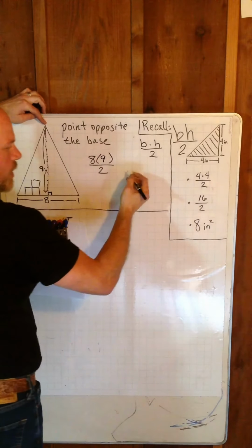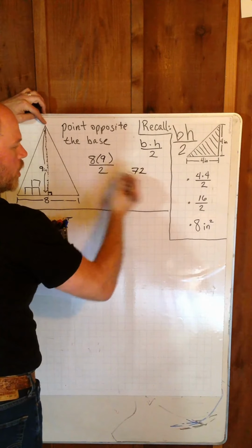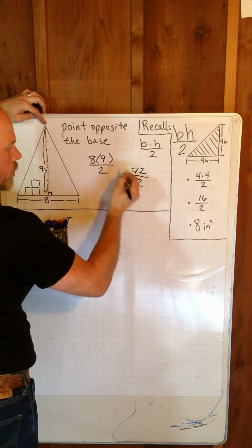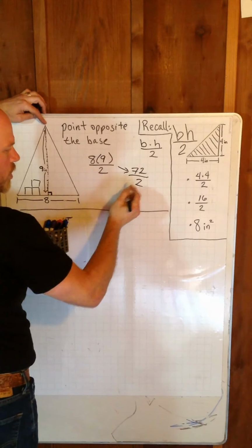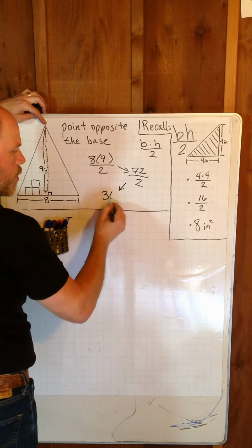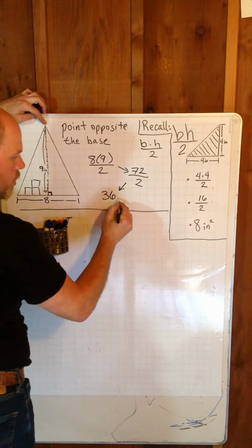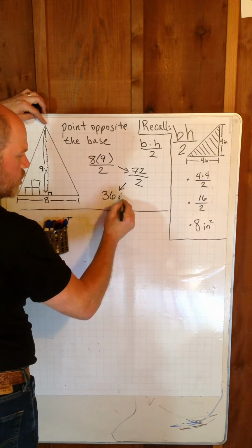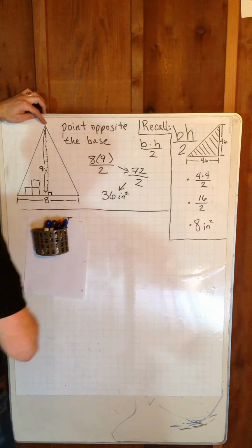8 times 9 is 72. And that's over 2. And now 72 divided by 2 is, did you do it in your head? 36. This is 36 inches squared.